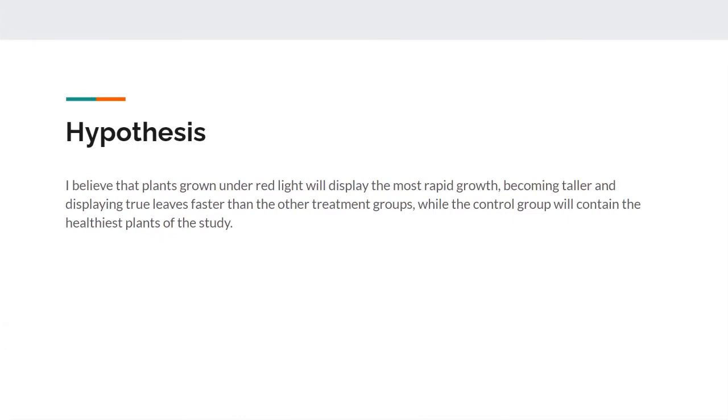With this being said, my hypothesis was that plants grown under the red light will display the most rapid growth, becoming taller and displaying true leaves faster than the other treatment groups, while the control group will contain the overall healthiest plants of the study.